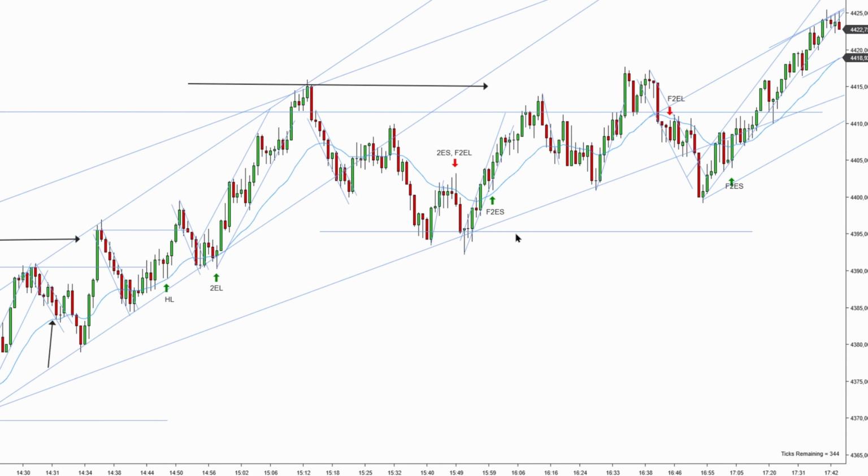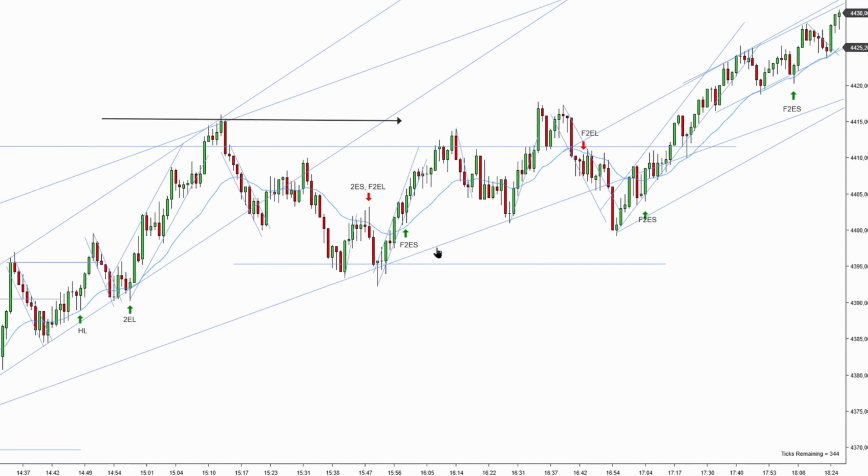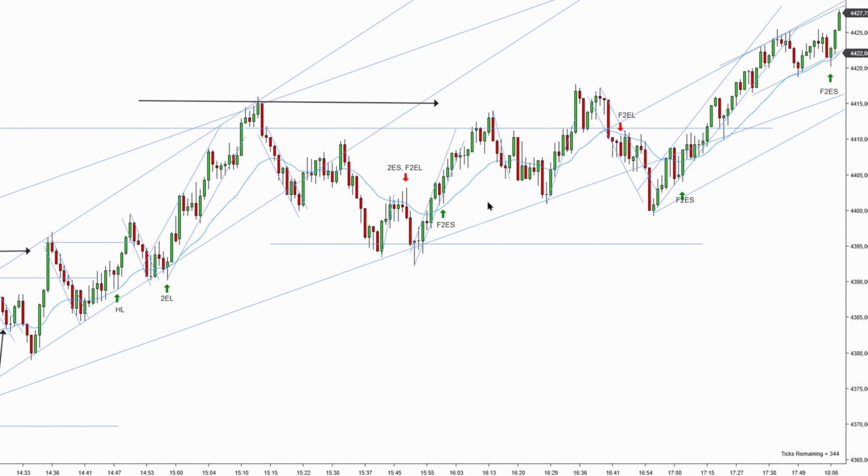Once you take one high probability setup, there most likely isn't going to be another high probability setup for at least a couple of minutes, 10, 20 minutes, depending on how slow the market is. If the market is really slow, you may wait 30 minutes for high probability setups to appear.